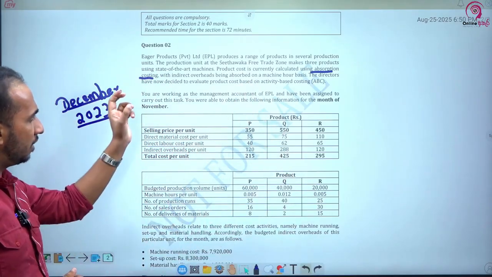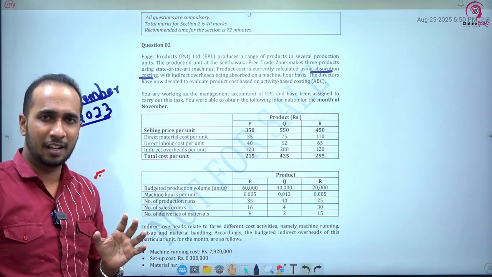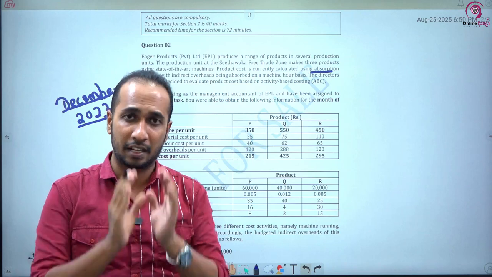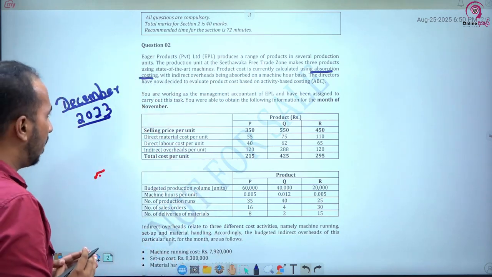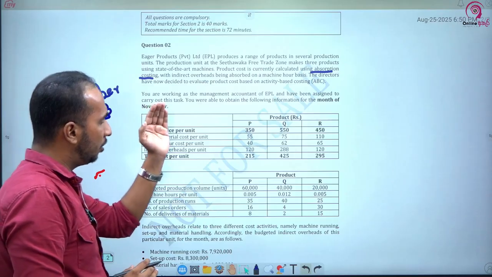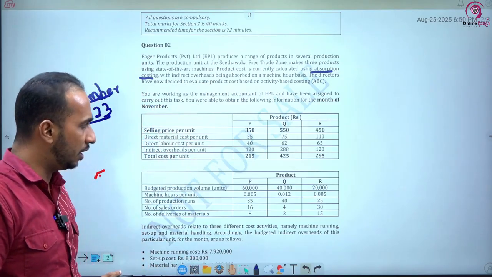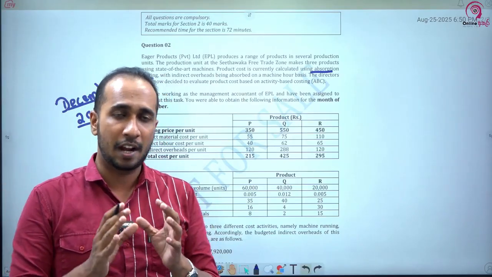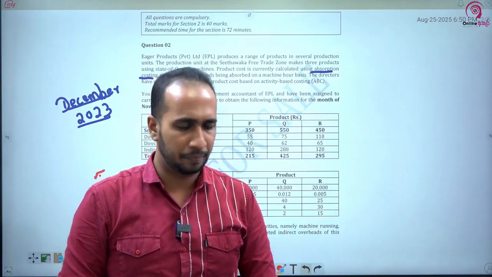So you are working as the management accountant of EPL. That is the significant thing. Now you have to think as the management accountant of this company. That is the crucial point. And you have been assigned to carry out this task. You were able to obtain the following information for the month of November. So these are the details that have been provided to you, and now you should start thinking as the management accountant.